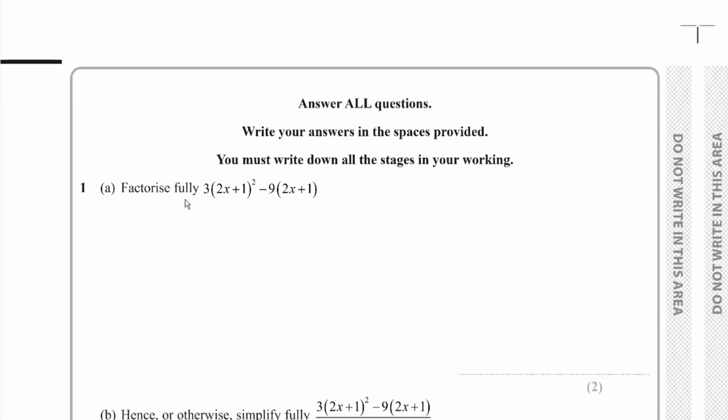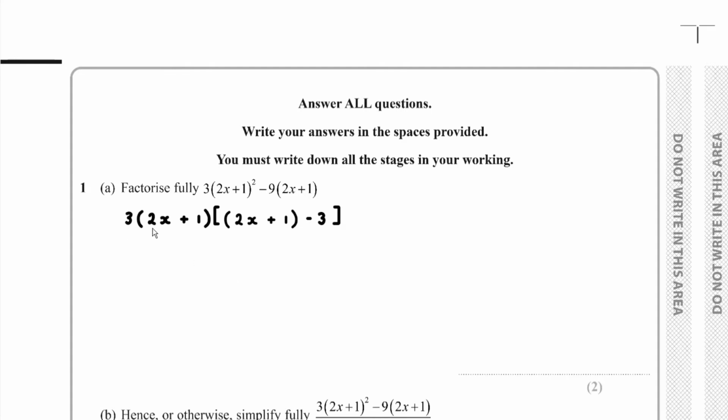From the 3 and the 9, 3 is the highest common factor. From the (2x plus 1) squared and the (2x plus 1), 2x plus 1 is the highest common factor. So we have 3 multiplied by (2x plus 1) multiplied by 2x plus 1 gives us 3 multiplied by (2x plus 1) squared, and 3 multiplied by (2x plus 1) multiplied by negative 3 gives us negative 9 multiplied by (2x plus 1).